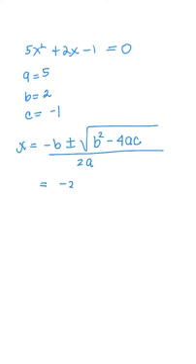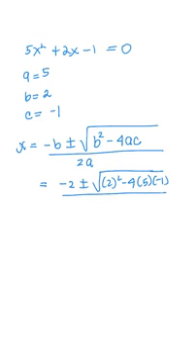So you get the opposite of 2 plus or minus the square root of 2 squared minus 4 times 5 times negative 1 all over 2 times 1. Be sure when you're using the quadratic formula that you extend that division bar over both the terms, the negative 2 and the discriminant, or the square root of the discriminant, that square root part.